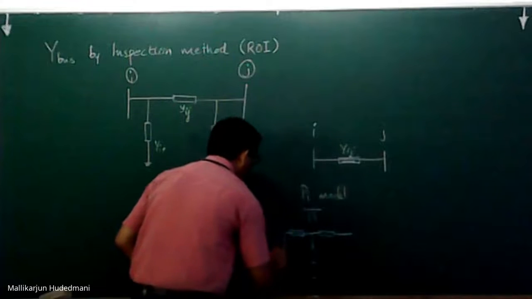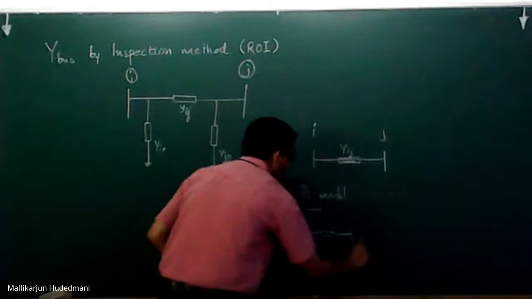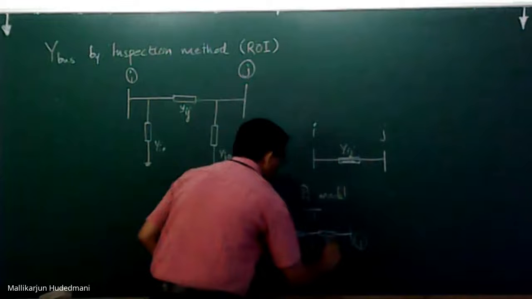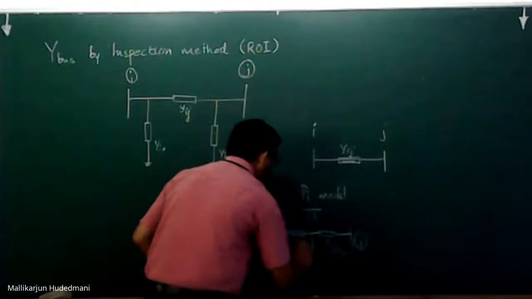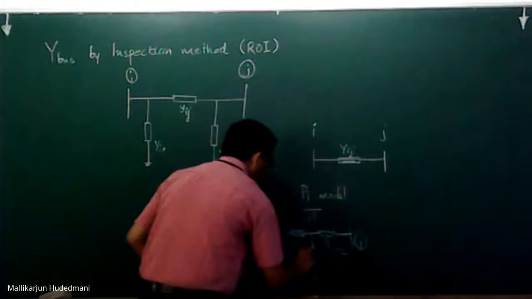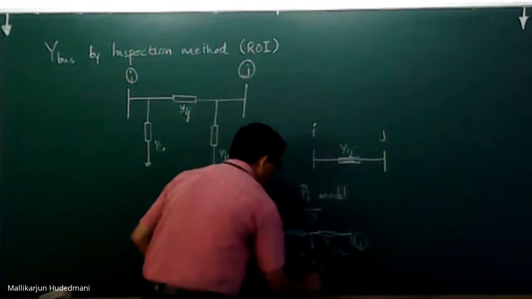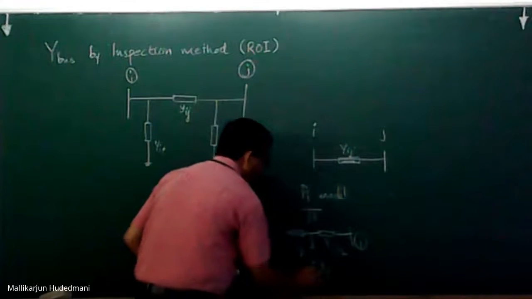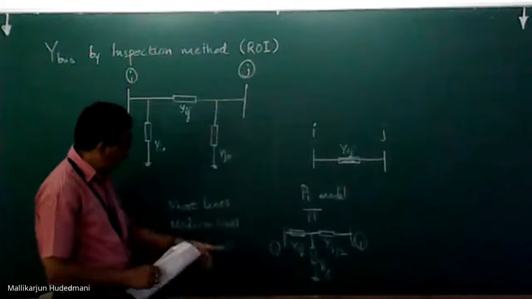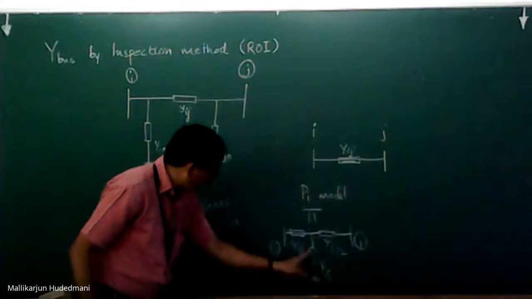we will be having bus I, bus J. This is Yij by 2, Yij by 2. This is the half line charging admittance. Let me write Yc by 2. It means this is called a T structure.